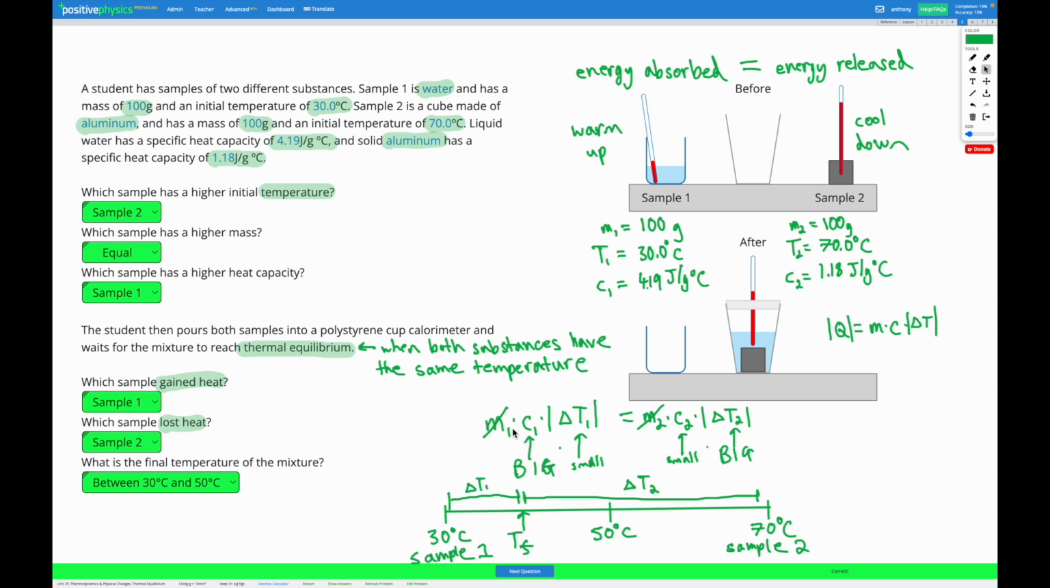If our mass is different or our specific heat capacity is different, the final temperature is going to be closer to the sample that had the bigger mass or bigger specific heat capacity, because that one is going to have the smaller temperature change in order for the energy absorbed to equal the energy released.